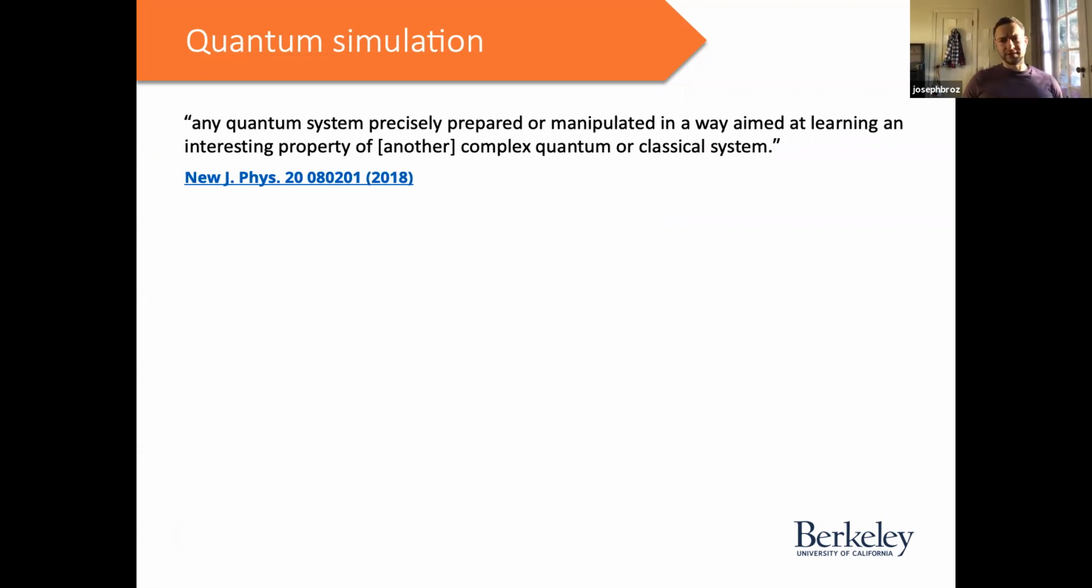Everybody kind of knows what you're talking about. This is not as rigorous of a definition, I would say, as quantum computation. Everybody kind of has a different definition that changes from talk to talk or from intention to intention. But basically, any quantum system precisely prepared or manipulated in a way aimed at learning an interesting property of another complex quantum or classical system. I think that's a fairly broad definition and matches most of the ones that I've seen.